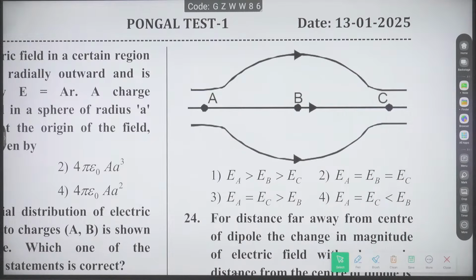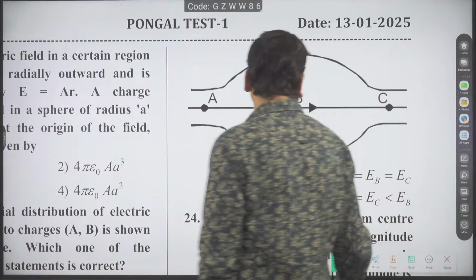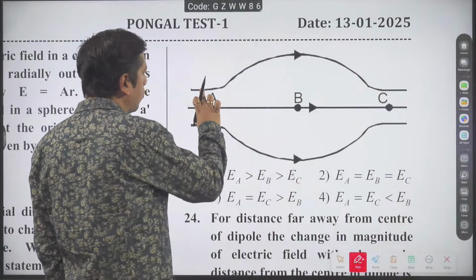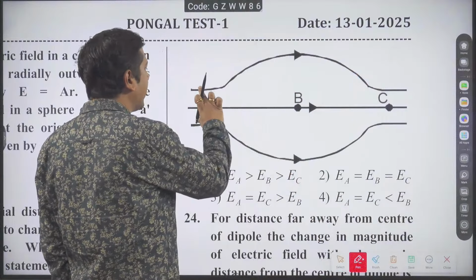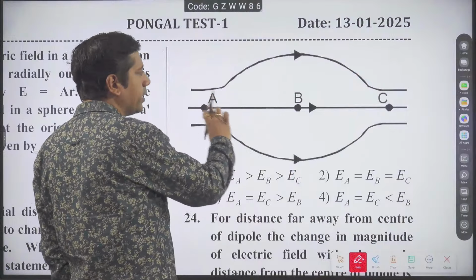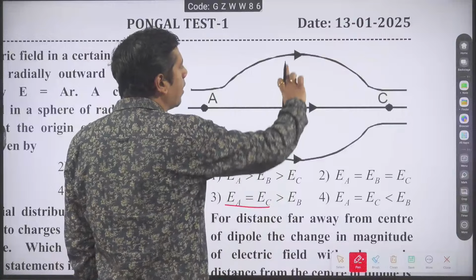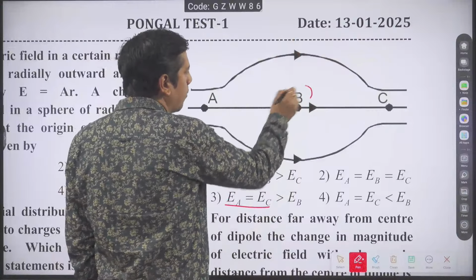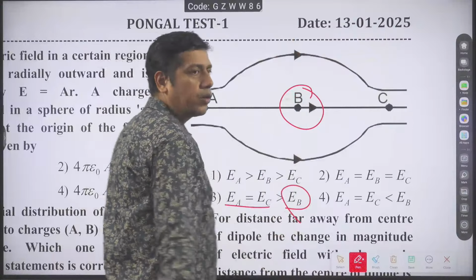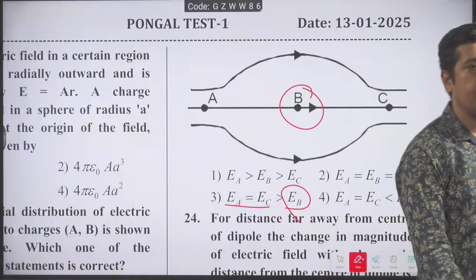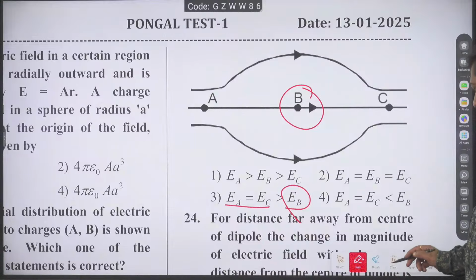Everybody knows this, right? They're asking field, so we have to know the magnitude of field, we have to look at the density. Here the field line separation is same as C, so that gives us EA equal to EC, and here the field lines are far, so here magnitude is less. ठीक है, so third option is correct.